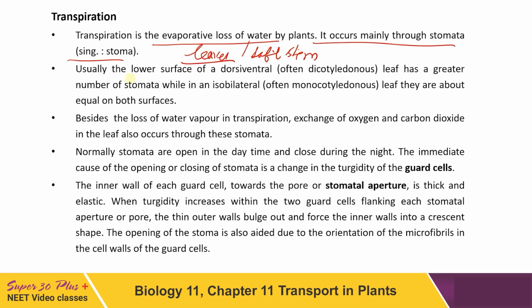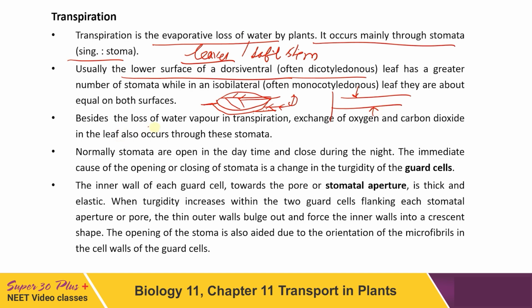Usually they are on the lower surface of the dorsiventral leaf. A dorsiventral leaf, you know, has two surfaces; easily we can identify the upper surface and the lower surface. On the lower surface the number of stomata will be more in a dorsiventral leaf, which is found in dicots, while in a monocot leaf the number of stomata on both surfaces is almost equal, right?